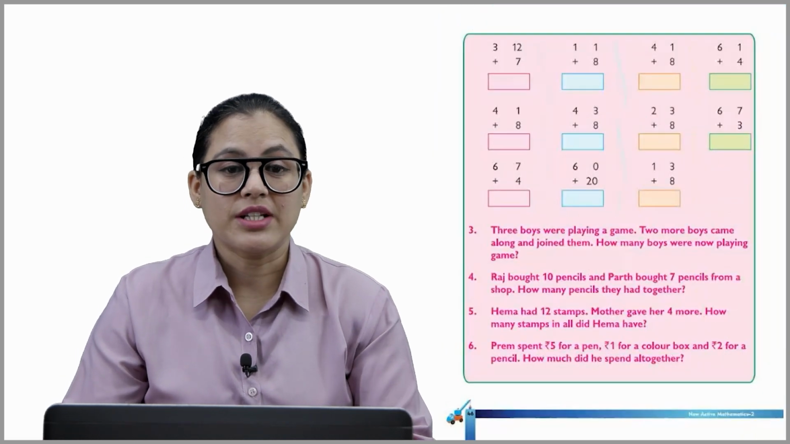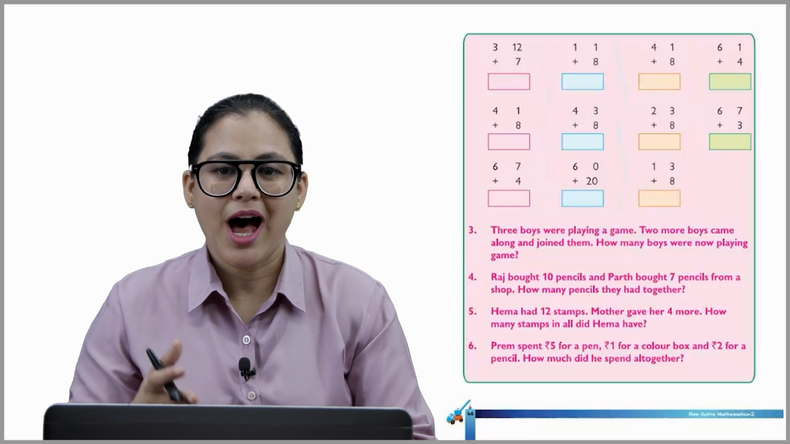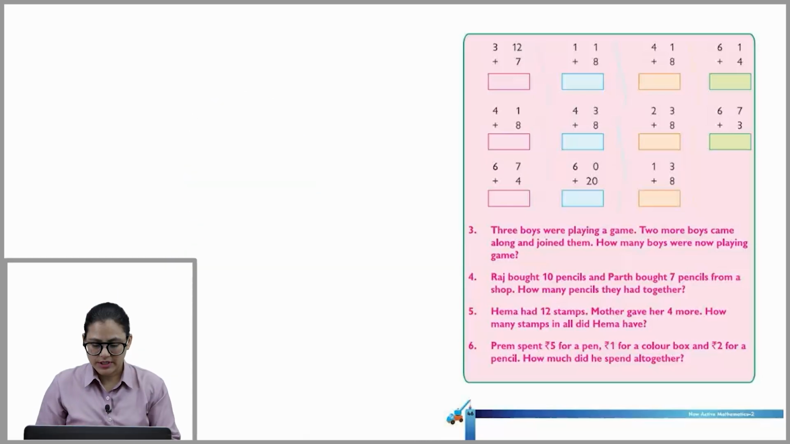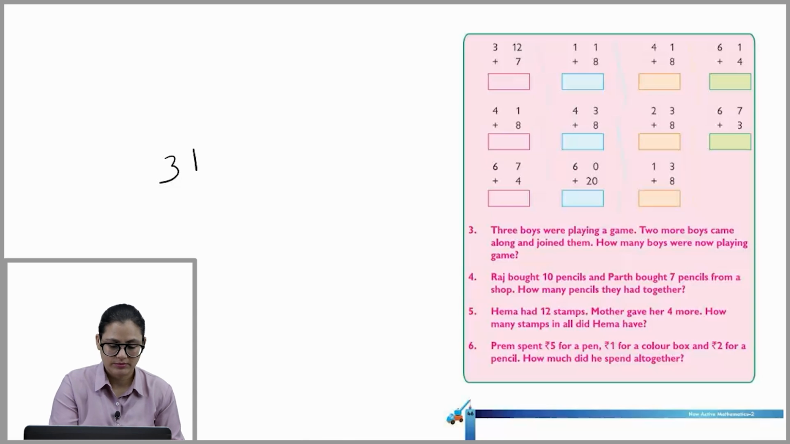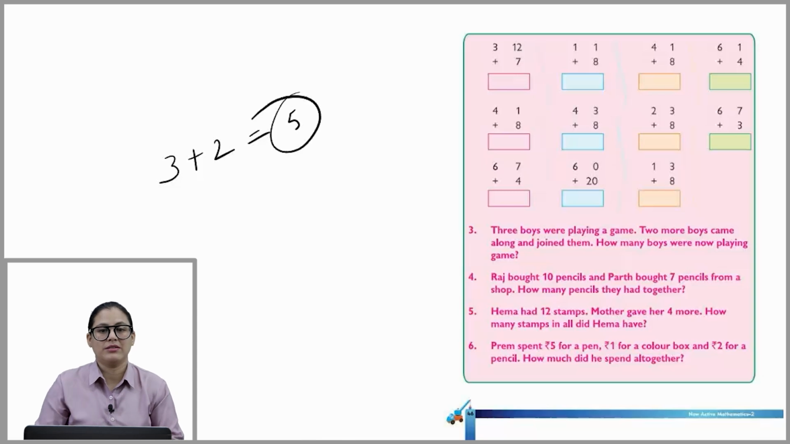Question number 3. 3 boys were playing a game. 2 more boys came along and joined them. How many boys were now playing the game? See, 3 boys were there who were playing a game, right? Then what happened? 2 more boys joined them. Now, how many boys are there who are playing? 3 plus 2, 5. So, there were 5 boys who were playing.